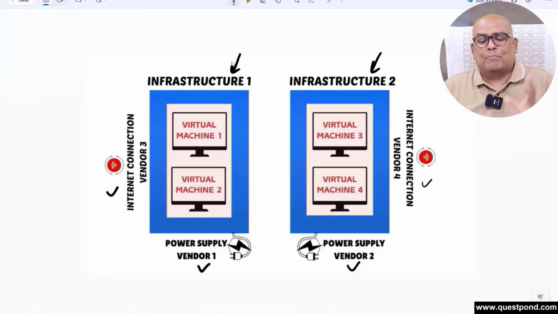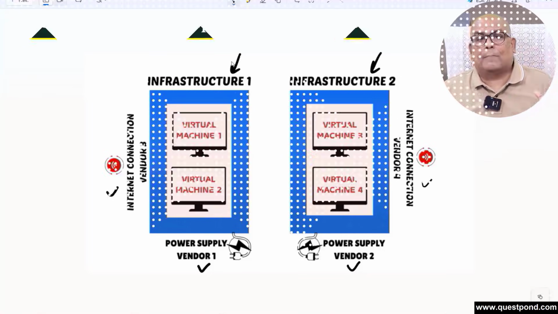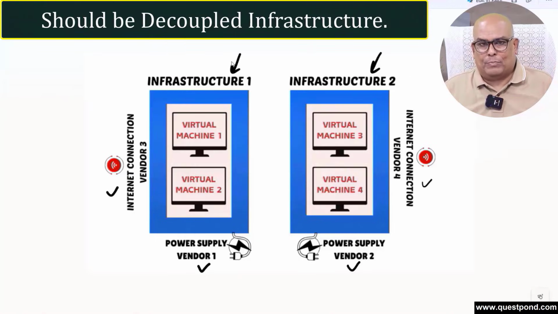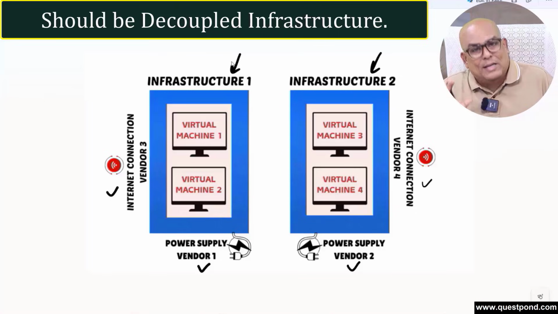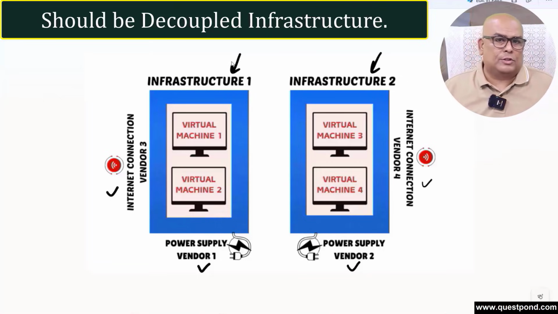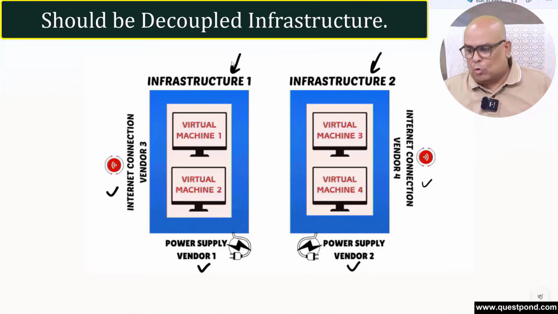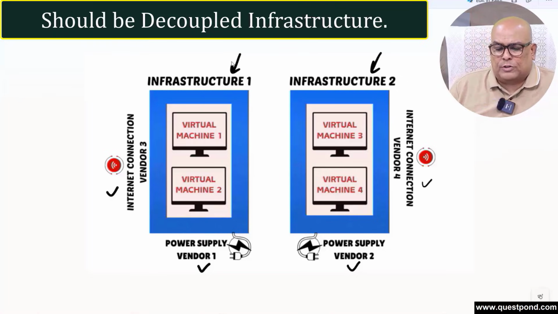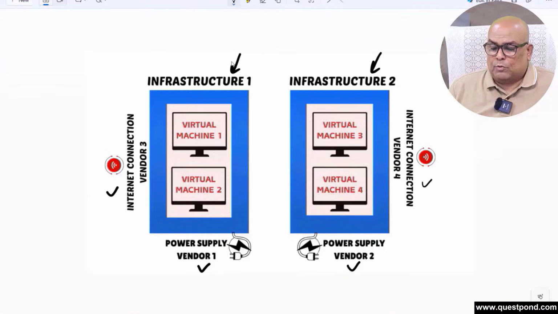So the point is that when you say infrastructure, it can be a building, it can be a floor, but the most important point about decoupled infrastructure is that their vendors are different. Security guard is coming from one vendor, for the other infrastructure, security guard is coming from another vendor. The wirings are different. Your power supply is different. Your internet connection is different, and so on, right? So assume now this is infrastructure 1 and there is virtual machine 1 and virtual machine 2 here. This is virtual machine 3 and virtual machine 4.